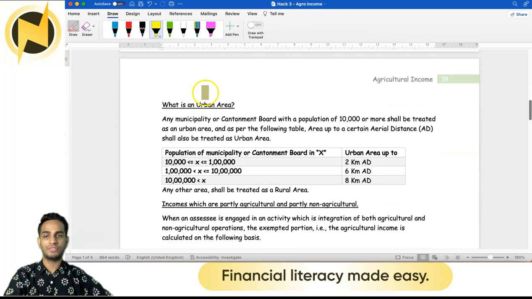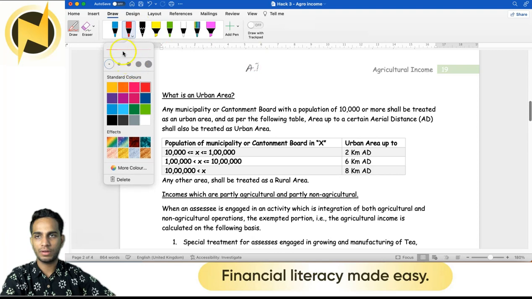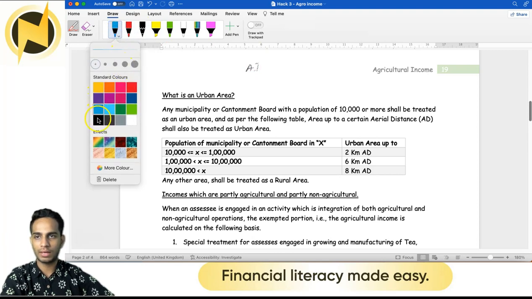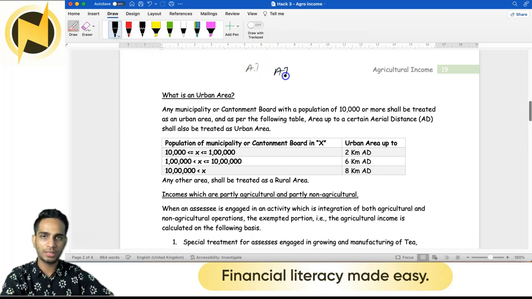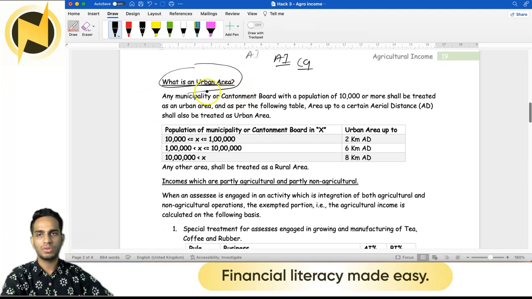Now this particular definition is going to be very important for you, not just for this study. It is important for the agricultural income study and for capital gains. For these two chapters, this particular definition is very, very important. Let's quickly check what an urban area or rural area is.